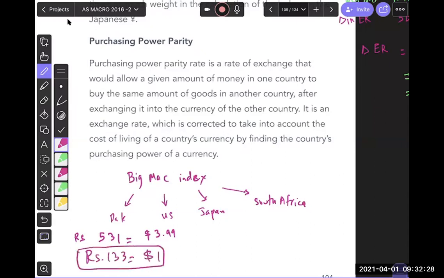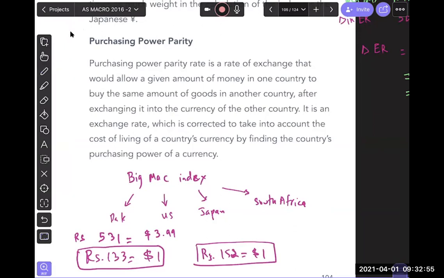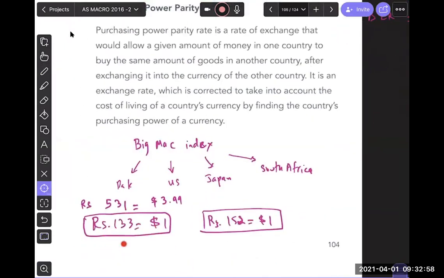Now, what is the exchange rate in Pakistan right now, guys? If we look at USD to PKR, and we know this exchange rate has become favorable recently, it's rupees 152 is equal to $1. Are you all with me? What I have done is basically something called purchasing power parity rate. This rate takes into account how much a Big Mac will cost in Pakistan. And this is what we call the nominal exchange rate.